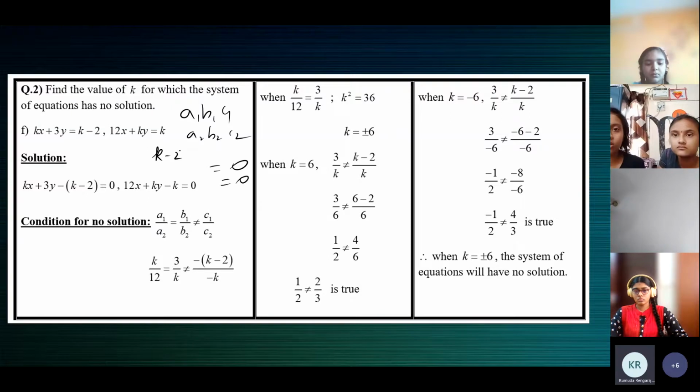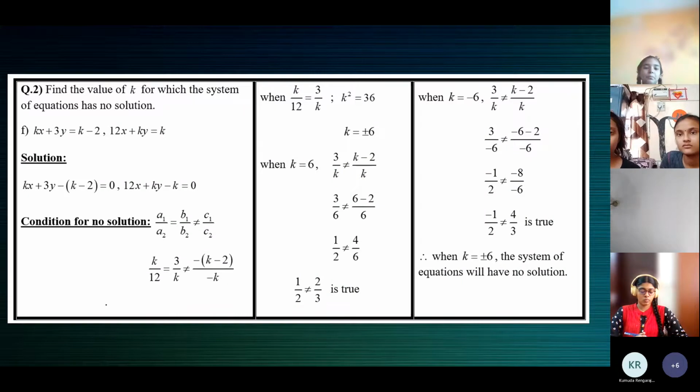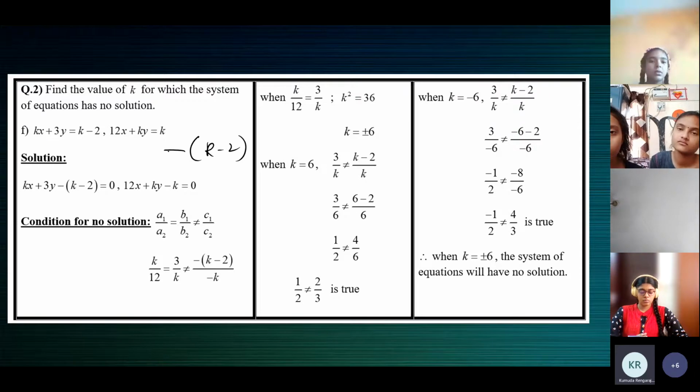Now this k minus 2 does not have x or y in it. So that's a constant. So when you're taking this one to the other side, just enclose this in a bracket and take it to the other side with a minus sign. So that's what it is. I was telling you that when there's an expression C1 or C2 in the right hand side, just enclose it in a bracket and take it to the left hand side with a minus sign before it.